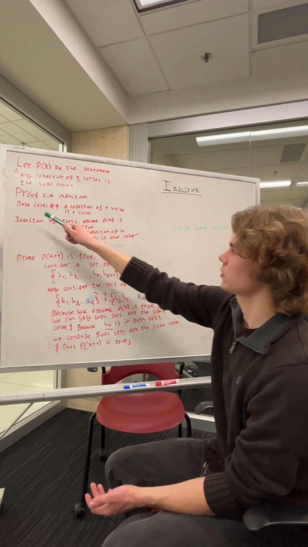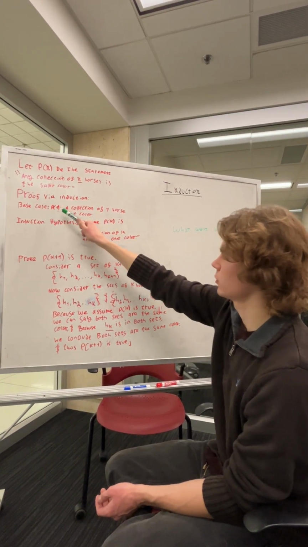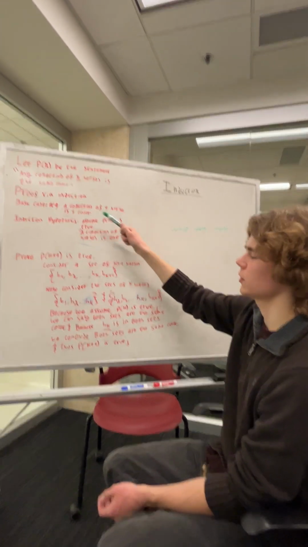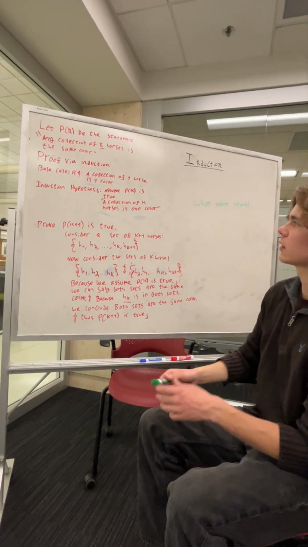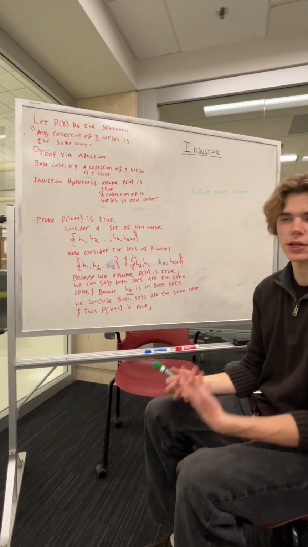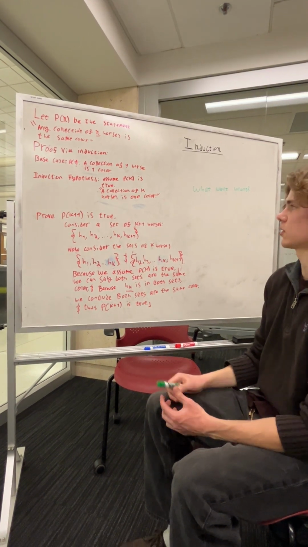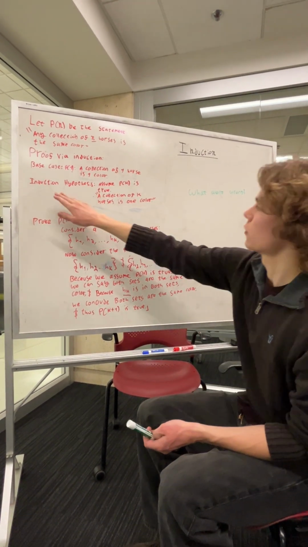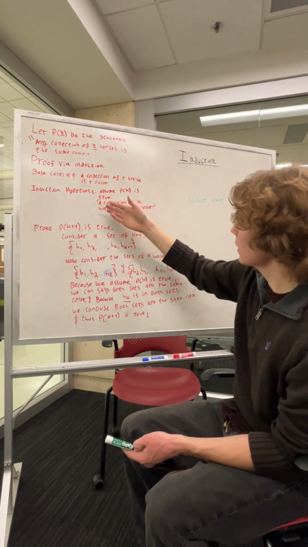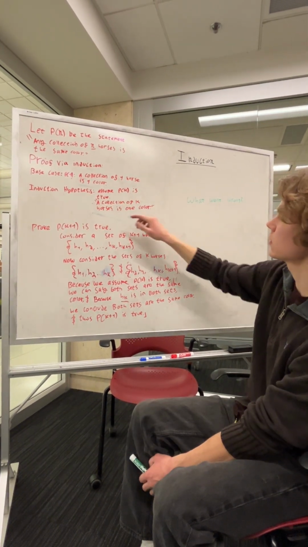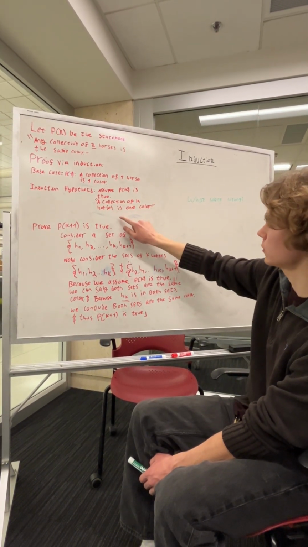For our proof, we start off with the base case, P of 1, which in this case is: a collection of one horse is one color. That's obvious, that makes sense, that's intuitive. A collection of only a single object has to just be the characteristics of a single object. So for our induction hypothesis, we assume that P of k is true, and P of k is the statement, a collection of k horses is one color.